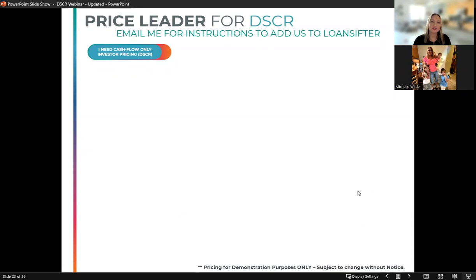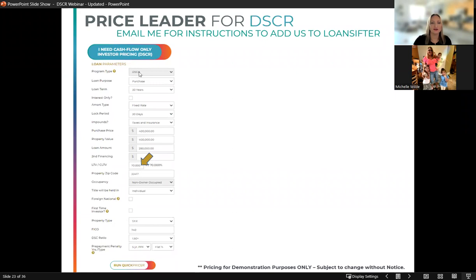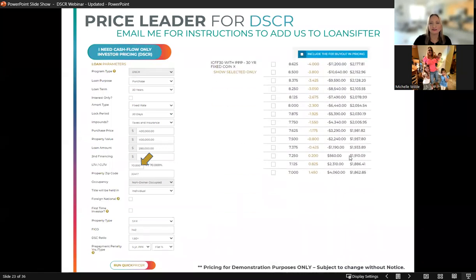Once you're logged in, you're going to click on Quick Pricer and be sure to click on this button that says, I need cash flow only investor pricing. That is going to take you to the section to fill out the information we need for DSCR. Here I priced a DSCR purchase at 70% just to show you some competitive pricing.